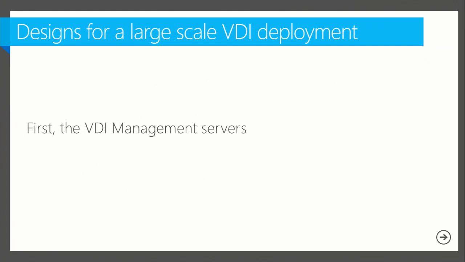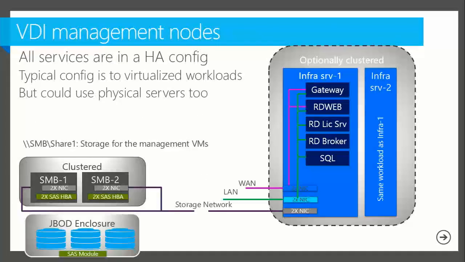So first, the VDI management servers. It's a bit of a busy slide here, but on the right side we have 2 hypervisors, and they're running all the management roles that VDI needs. We need the gateway. We need the RD Web Access for the web portal. We need the remote desktop license server. Our broker, that is really the nervous system of our VDI solution, and SQL, which is the backend storage for the broker.